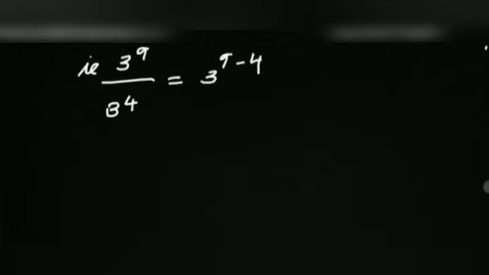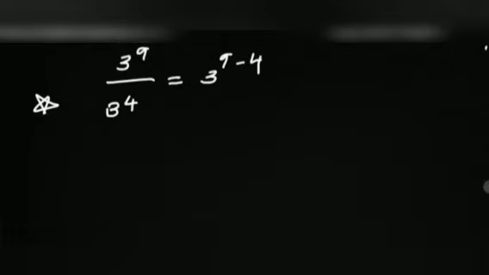Okay, that is 3 raised to 9 divided by 3 raised to 4. That is 3 raised to 9 by 3 raised to 4 is equal to what? Yes, 3 raised to 9 minus 4. Isn't it very important? Very, very important. Have you understood? Is it clear?